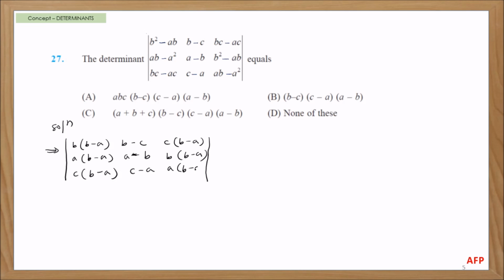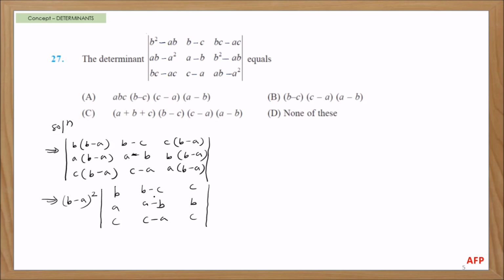So now you can see in first column a minus b is common, and in second column a minus b is common. So if you take it outside, it is becoming a square. So rest all the things as it is we are writing.